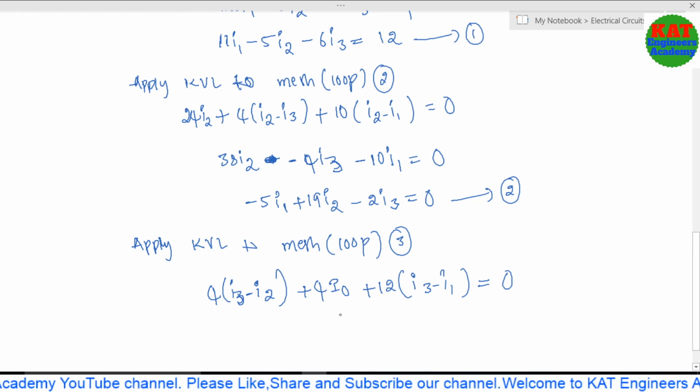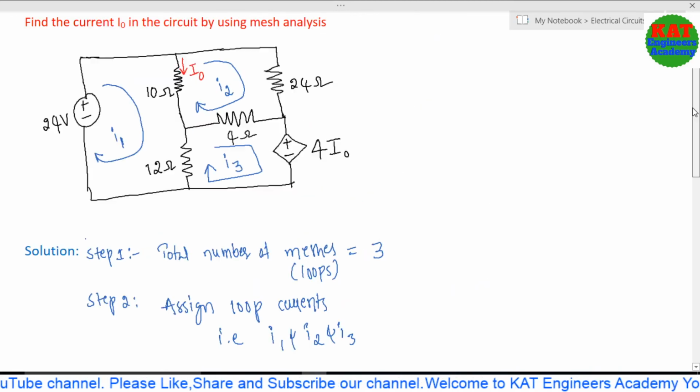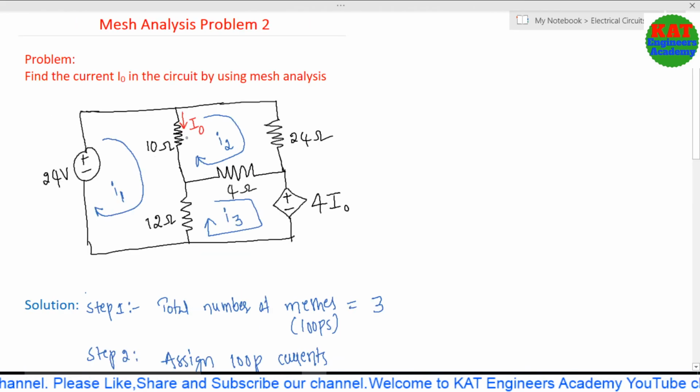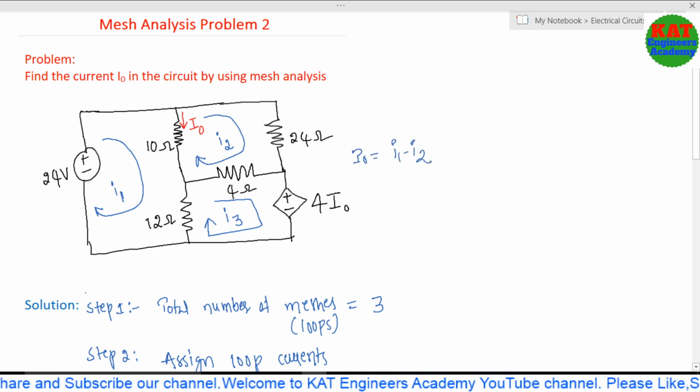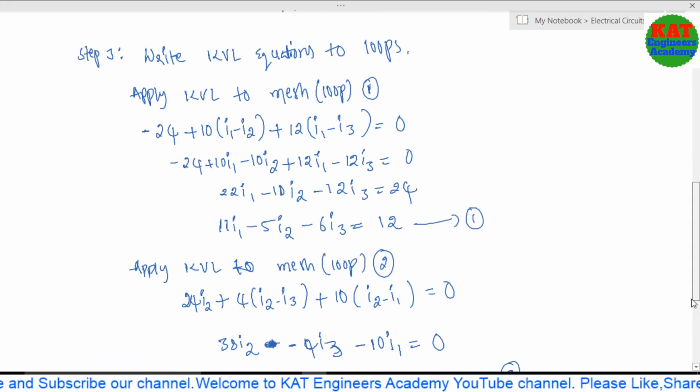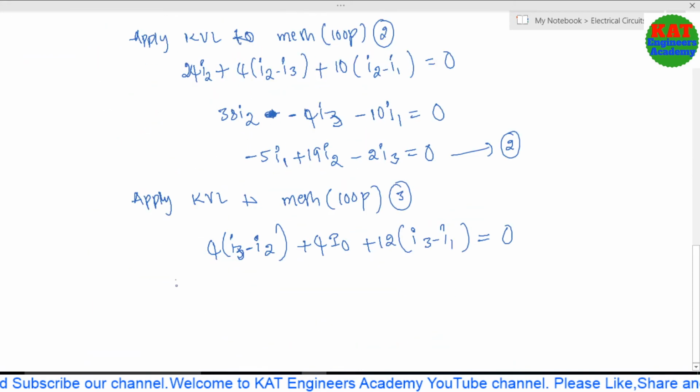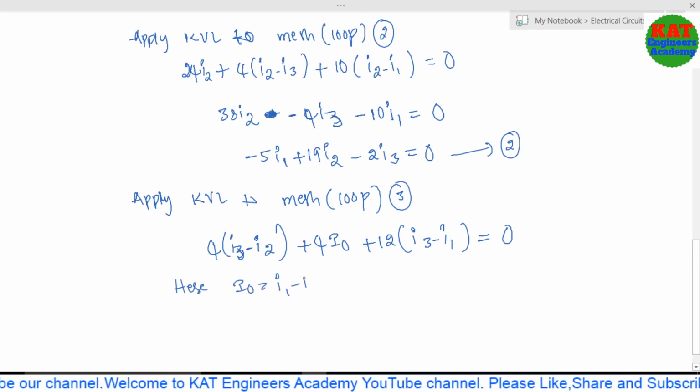Before you simplify this equation, first you have to substitute small I0. What is I0? As I already told at the start of the problem, I0 is the current flowing through the 10 ohms. The 10 ohms is connected between the first and second loop, so it is the relation between small I1 and I2. So I0 is equal to I1 minus I2.